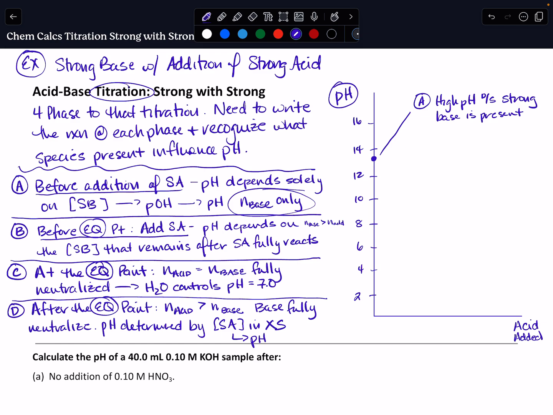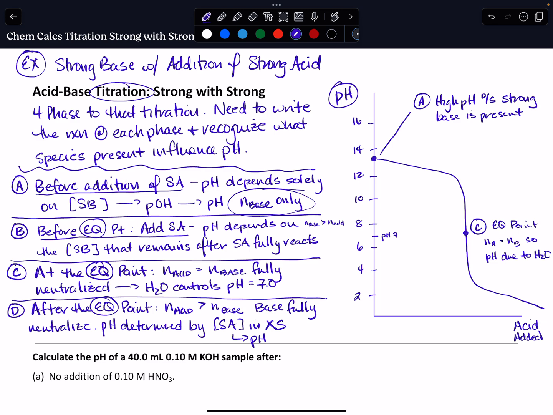We then are going to see a decrease in that pH, and then all of a sudden it's going to drop, and then it's going to curve down like this. The middle of that drop should be right around pH 7. This is our equivalence point, where the moles of the acid equal the moles of the base. So the pH is due to water.